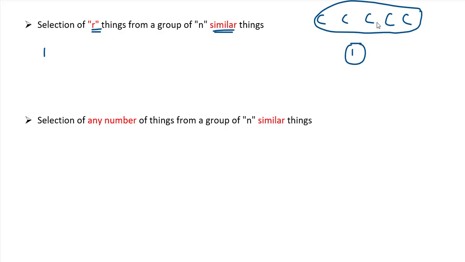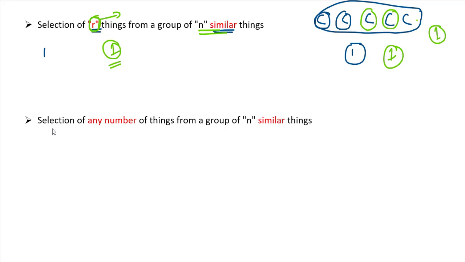Now what if I ask you to select 2 chocolates from this group? In how many ways can you select 2 chocolates? You pick the first chocolate and the second chocolate, or you pick the third or the fourth. It does not matter because all of these chocolates are the same. So there is only one way in which you can select these chocolates. It does not matter what the value of r is. Since all these chocolates are similar, there is only one way of selecting them. So if you had to select one fixed number of chocolates, let's say r chocolates, from a group of n similar things, there is only one way in which this selection can be done.